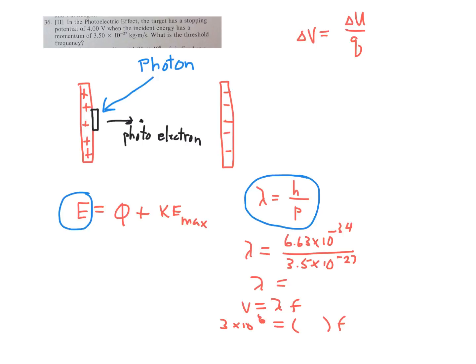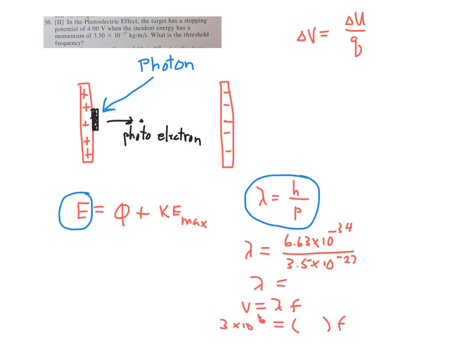By the way, that black thing I have there is supposed to be the metal that we're dealing with. I'm not sure what metal it is. It doesn't tell us. Or does it tell us what metal it is? Doesn't tell us. But that was supposed to be my metal surface that the photoelectrons are being emitted from. But bottom line here is I know that delta V is 4 volts, 4 joules per coulomb.